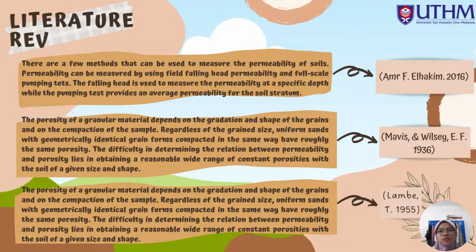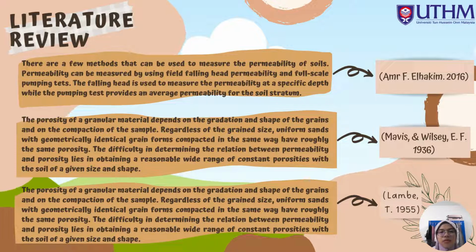Literature review. Al-Hakim, 2016, wrote that there are a few methods that can be used to measure the permeability of soils. Permeability can be measured by using field falling head permeability and full-scale pumping tests. The falling head is used to measure the permeability at a specific depth, while the pumping test provides an average permeability for the soil stratum.